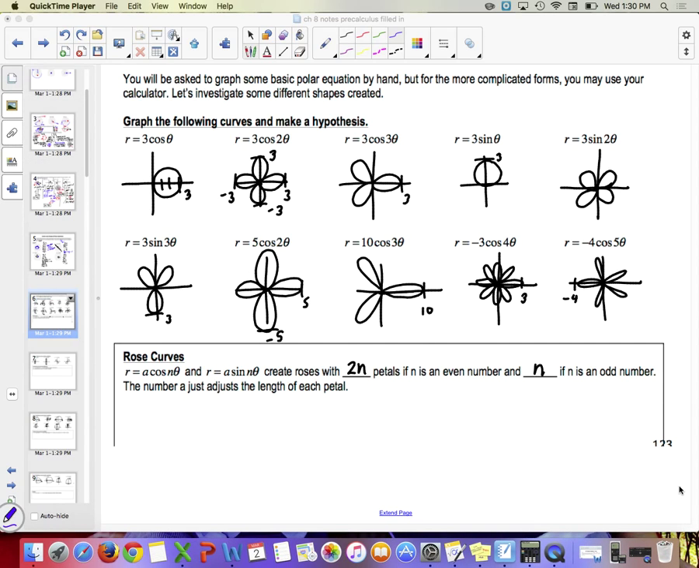All right, so those are the rose curves. Do you guys understand the rose curves? They look like little flowers. If you have an even number, like a 2n, you get 2n petals. So if you have cosine of 5 theta, 5 is not even, so it's odd, so there would be 5 petals. But if you had cosine of 6 theta, you would have 12 petals. There would be a lot. Okay, does that make sense? You guys all understand the rose ones?